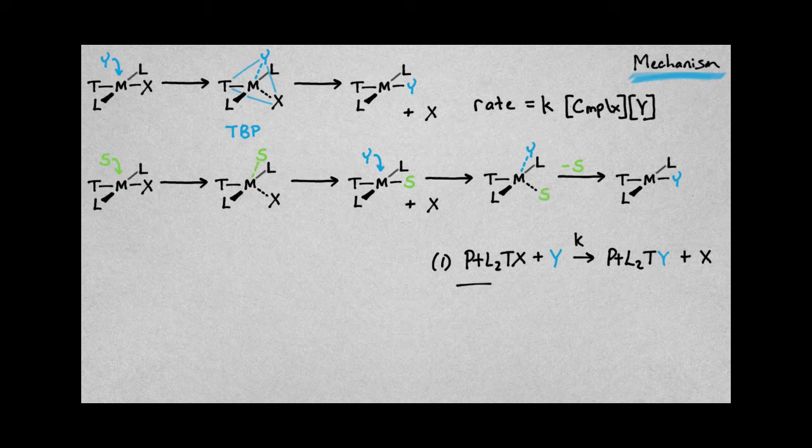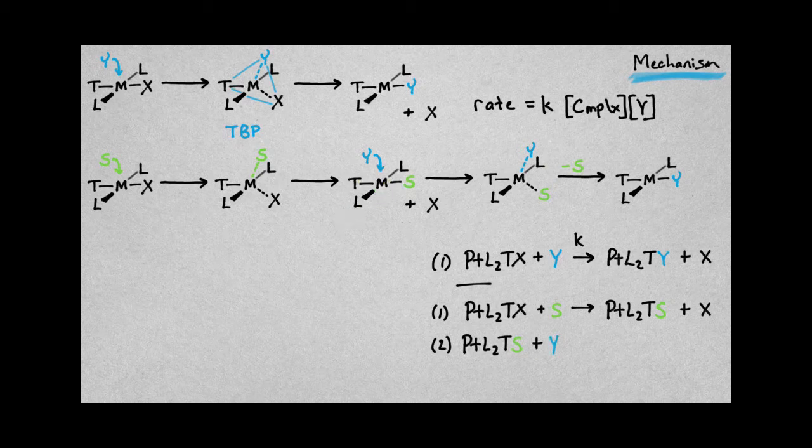The second pathway is a two-step mechanism. In the first step, we have the original complex plus the solvent to form our new complex with solvent in the coordination sphere and X dissociated. So in other words, that's representing from here to here. And then in a second step in the mechanism, we have this complex plus Y go to form the final product with Y in the coordination sphere and the solvent now dissociated.